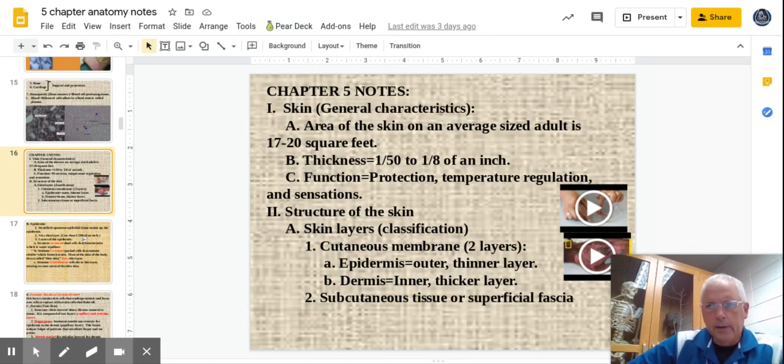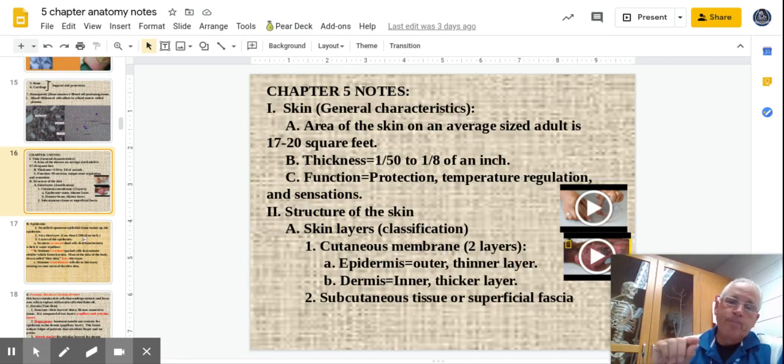The thickness varies a lot, about 1/50 to 1/8 of an inch. So your back would be about an eighth of an inch. Over the top of your knuckles would be about 1/50th of an inch. So it comes and goes. There are areas of thick skin and thin skin. And the function of skin is to protect, regulate temperature, and provide sensations, obviously touch and pain and that kind of thing. So we divide skin up into basically two layers, the cutaneous and the subcutaneous or superficial fascia.